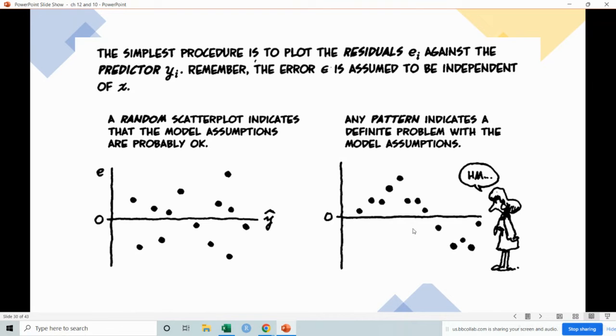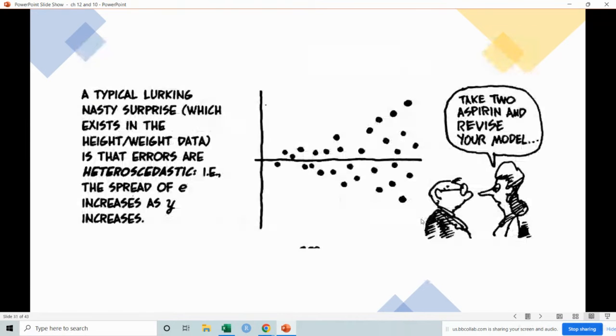And if you ended up with something like this, there's something called homoscedasticity or heteroscedasticity, where there are different functions about the error term and the dependent variable. There are more advanced versions of regression that we can utilize to compensate for that. Or there's another problem called simultaneous causality. But those are all a lot more advanced problems than we're going to talk about in this class. We talk a little bit about them here, but we won't talk about how to overcome them here. A typical lurking nasty surprise exists in the height-weight data.